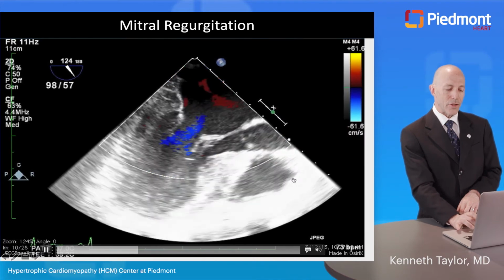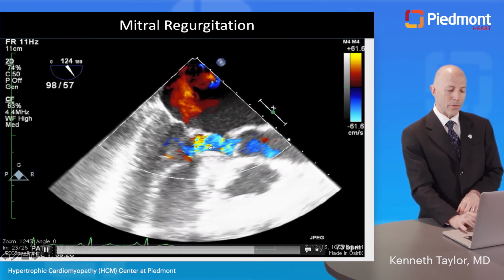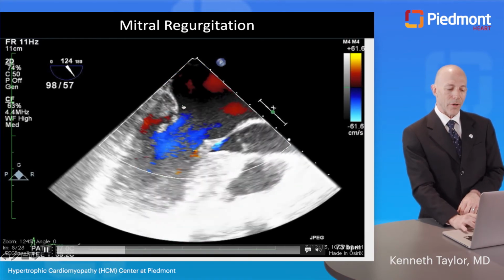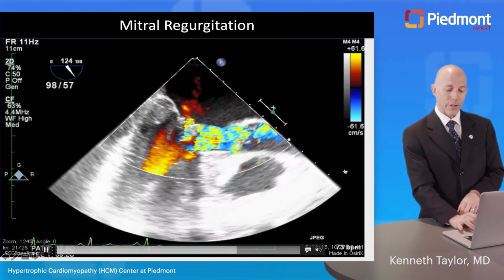This is a transesophageal echo showing the same thing. Again, in this case, the left ventricle is down here, the aortic valve and outflow tract are up here. Here is the mitral regurgitant jet going in a posterior lateral direction away from the anterior leaflet.